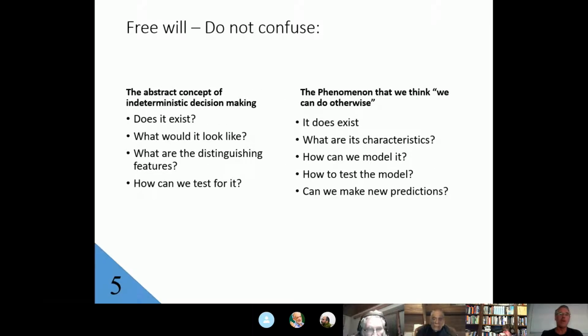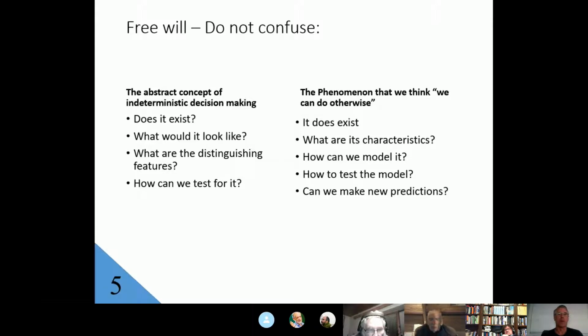So it's really important not to confuse these. There are these questions, and some of them don't make sense for one or the other. Yeah, but this is where we're going from.